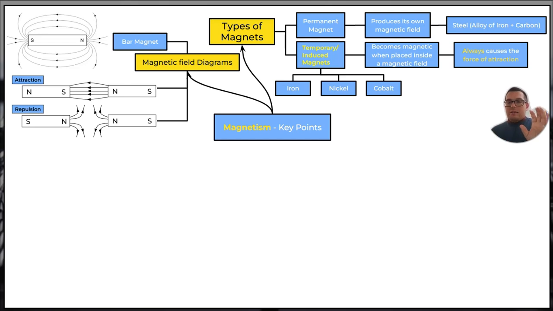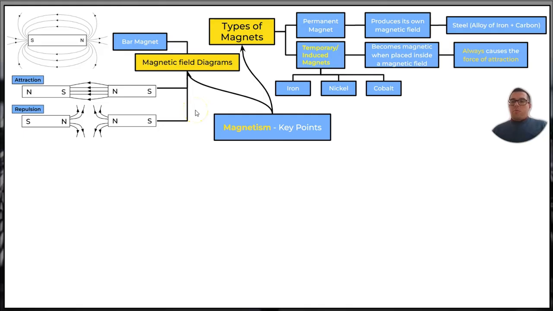So a temporary magnet isn't magnetic until it's placed inside the magnetic field. So if you were to imagine that diagram over here on the left hand side, where it says attraction, you've got north and south. If the other bar pole here didn't have any poles on it, but it was just a temporary magnet, it's not magnetic yet, and this bar magnet approached it, the outcome is always attraction.